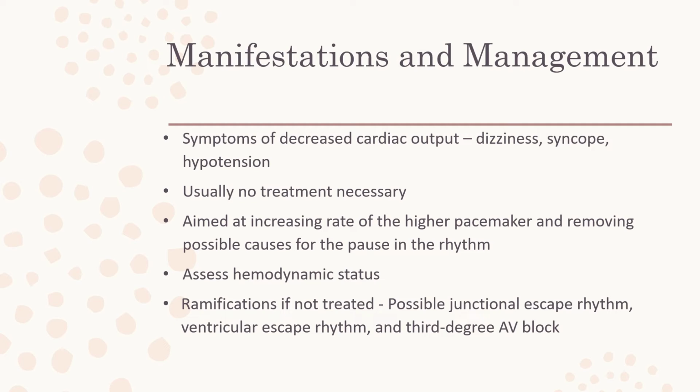Why is the AV node having to come in and take over? Is it because I have too much DIG in my system? Is it because I'm taking too much of my beta blocker? But we want to assess the hemodynamic status and the ramifications. If not treated, they can have a possible junctional escape rhythm, ventricular escape rhythm, or third-degree AV block.